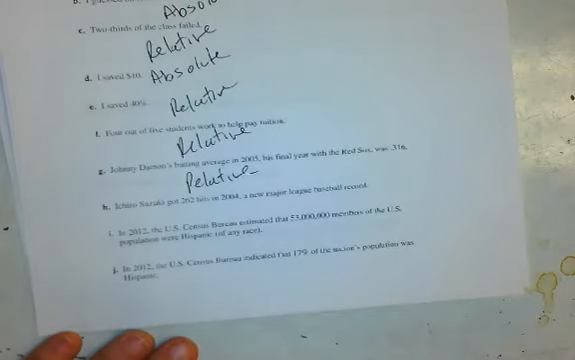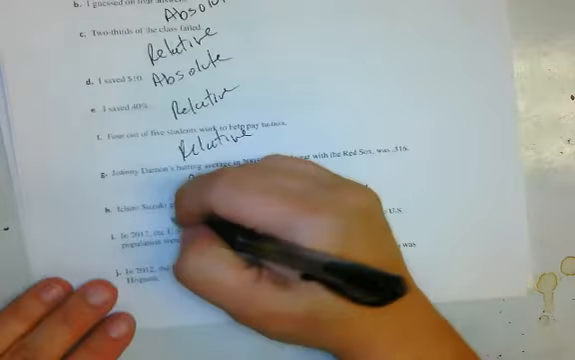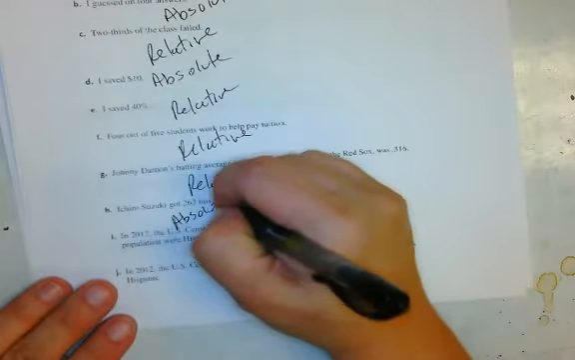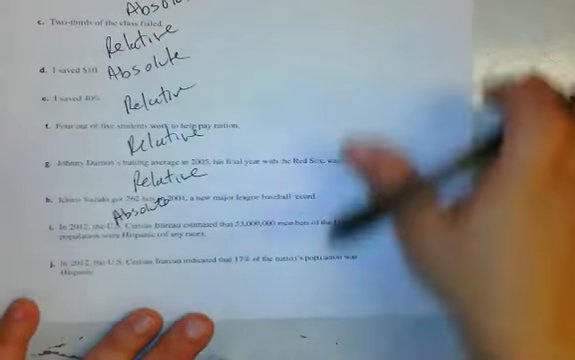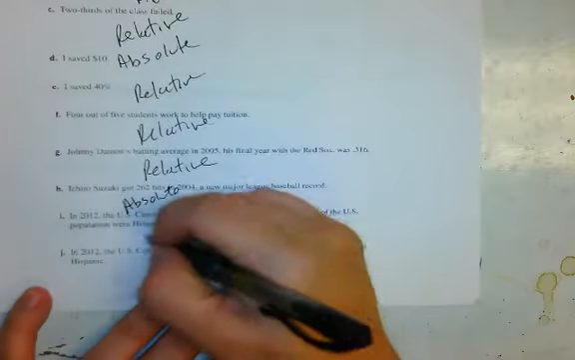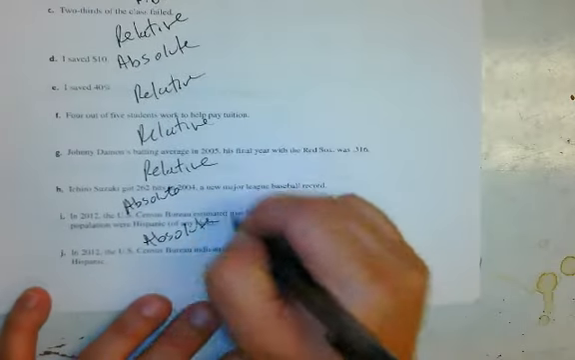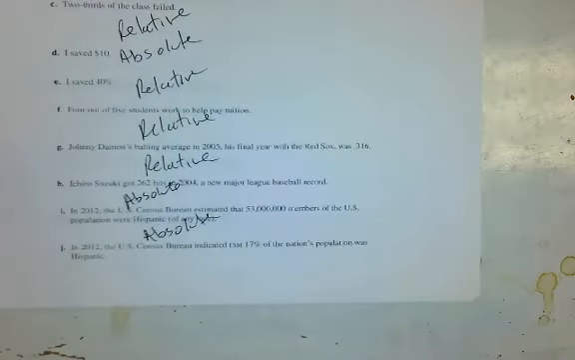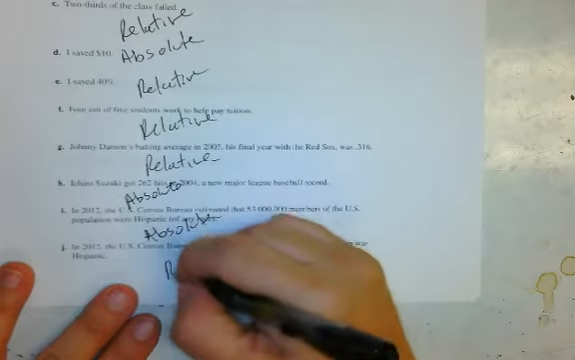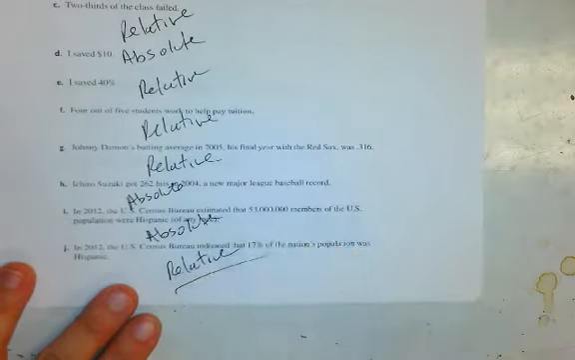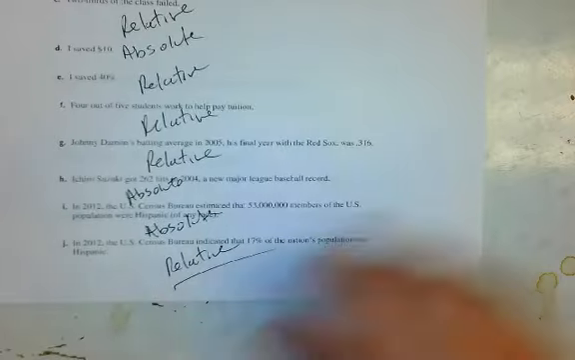Okay. I don't really know. I'm trying to sound like I know what I'm talking about. Ichiro Suzuki got 262 hits in 2004. Absolute. We're just counting. In 2012, the U.S. Census Bureau estimated that 53 million members of the U.S. population were Hispanic. Relative. What are we comparing it to? Oh, absolute. How about this one? In 2012, the U.S. Census Bureau indicated that 17% of the nation's population was Hispanic. Relative. This one is relative because we're using a percentage.